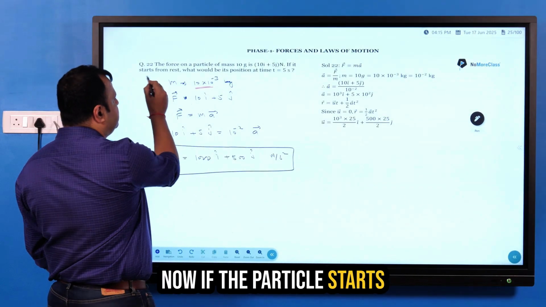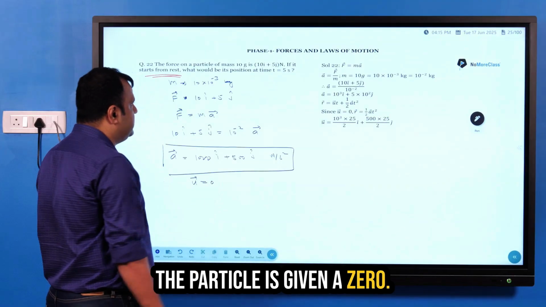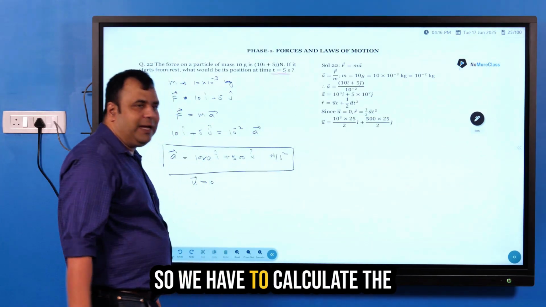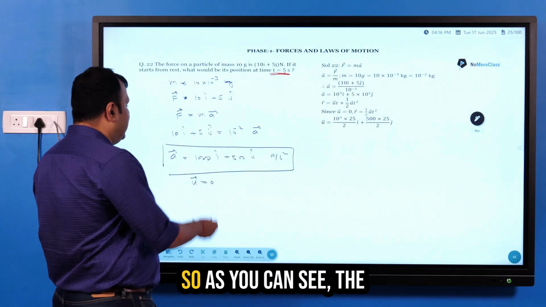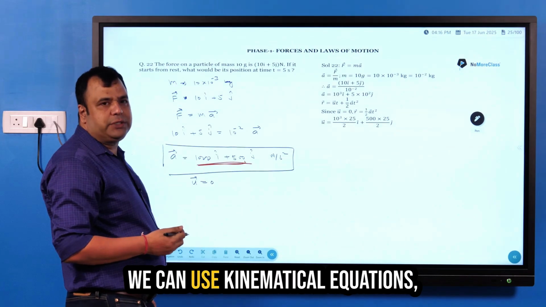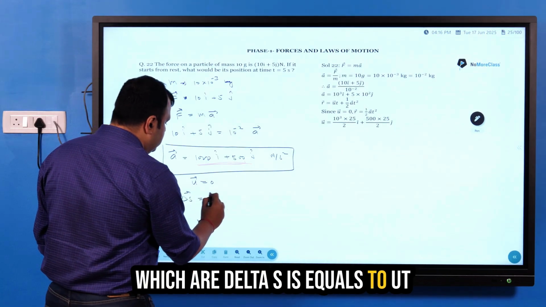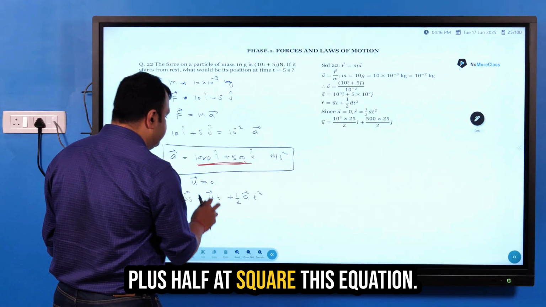Now, if the particle starts from rest, the initial velocity of the particle is 0. So what would be its position at time t equals 5 seconds? So we have to calculate the position after 5 seconds. As you can see, the acceleration is constant. Since acceleration is constant, we can use kinematical equations, which is delta S equals ut plus half a t square. This equation.